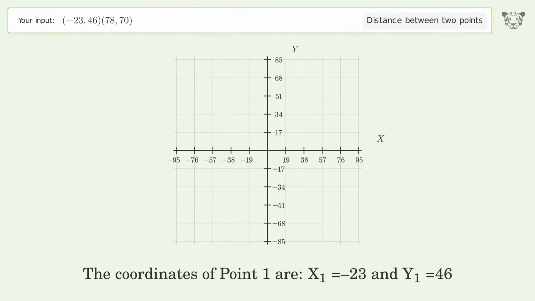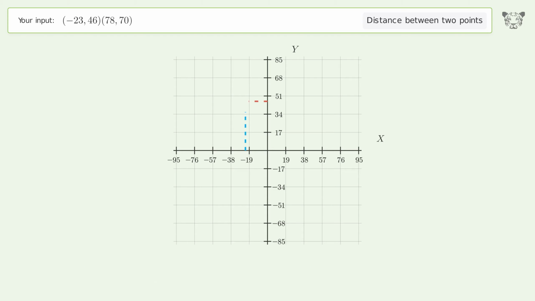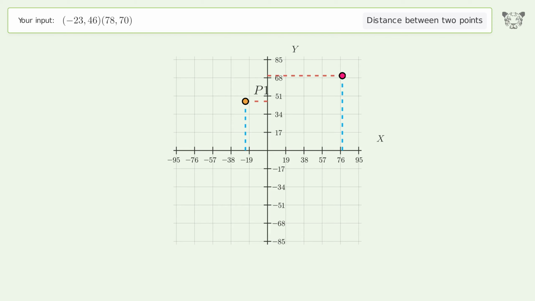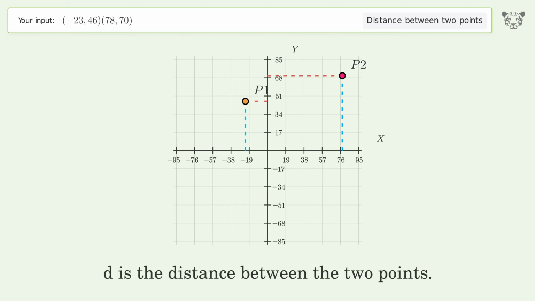The coordinates of point 1 are, x1 equals -23 and y1 equals 46. The coordinates of point 2 are, x2 equals 78 and y2 equals 70. D is the distance between the 2 points.